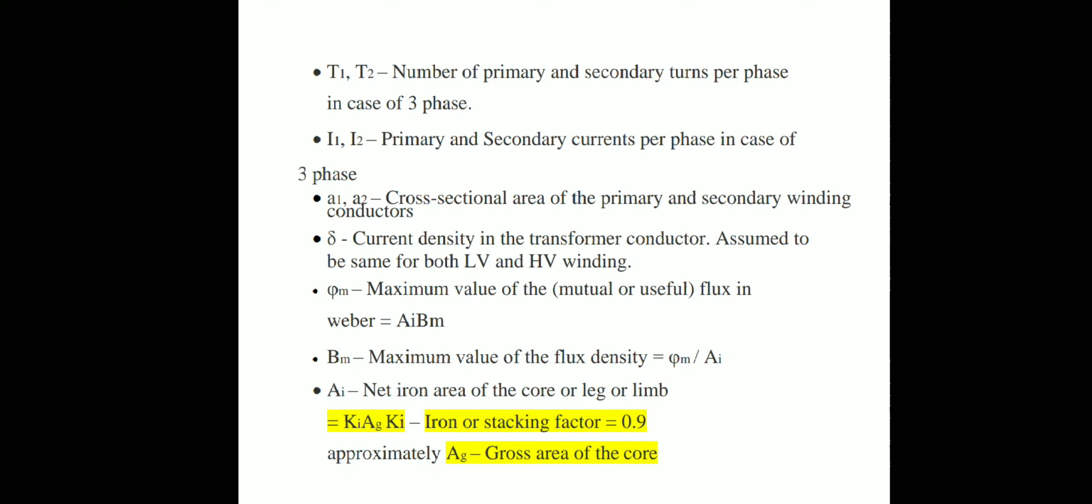Iron or stacking factor is assumed 0.9 in most of the cases, whether it is given or not given. Wherever it is necessary to use a stacking factor or iron factor while solving the various problems of design of transformer, we will consider this 0.9 as the stacking factor. Ag is your gross area of the core.